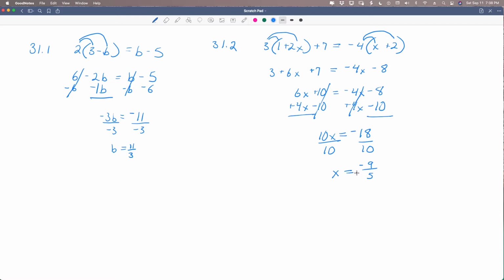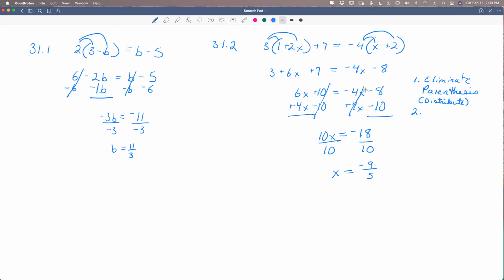All right, let's look at the steps that we did. First we eliminated the parentheses on both sides. So that's step number 1. Eliminate parentheses. We eliminated the parentheses by using the distributive property. So we distributed. Number 2, we add like terms.